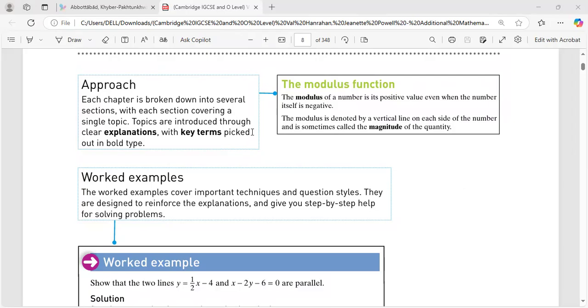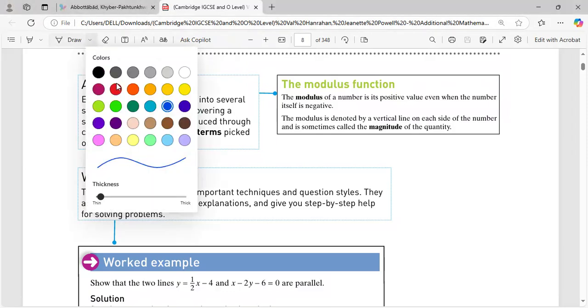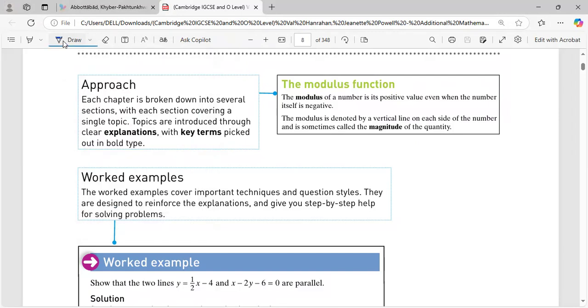So today we will start IGCSE O level mathematics. The first topic is related to the modulus function. Basically, the modulus function is a function that makes a negative number positive.